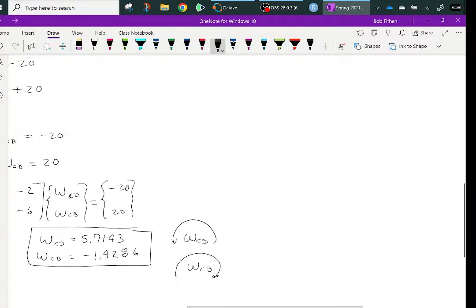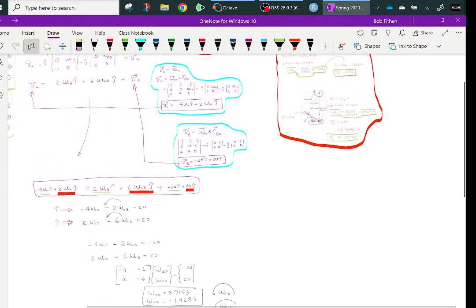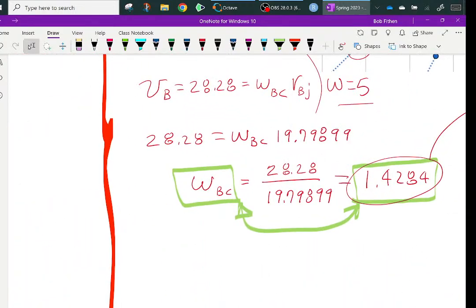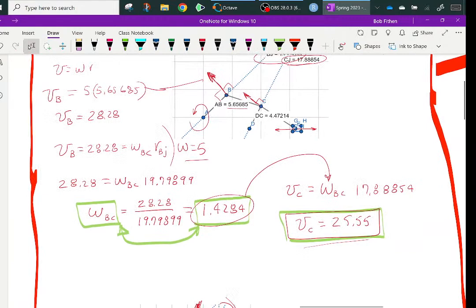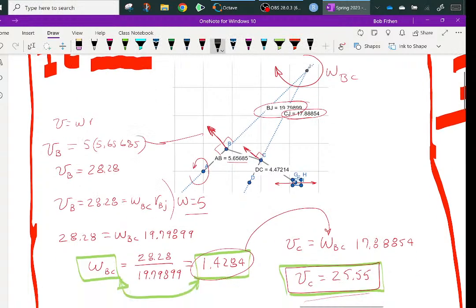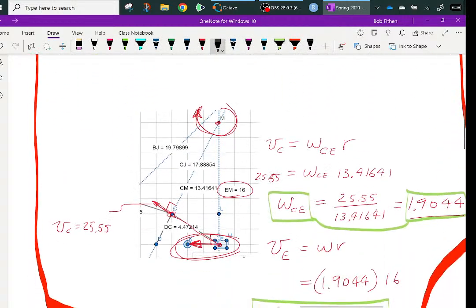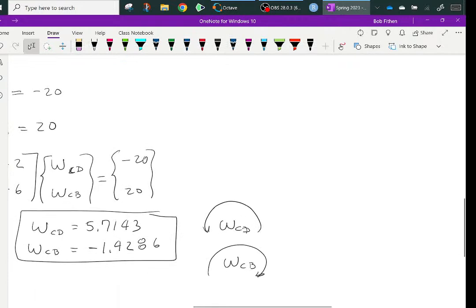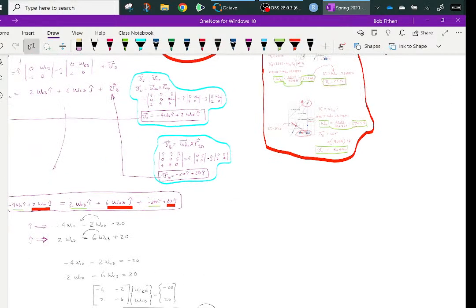Now I've got enough information to do a check, but unfortunately I got to dig around. Okay, there's my omega BC now. Let's take a look at this. There's BC. It's rotating. Remember, this is positive from a vector standpoint, but this is rotating the opposite way. So I got a minus 1.4284 and minus 1.4286. That's good enough. And then the other one's 5.71.